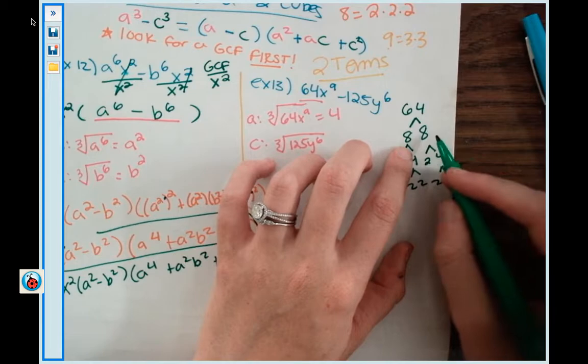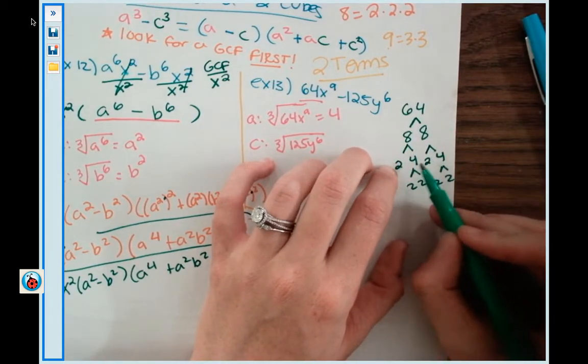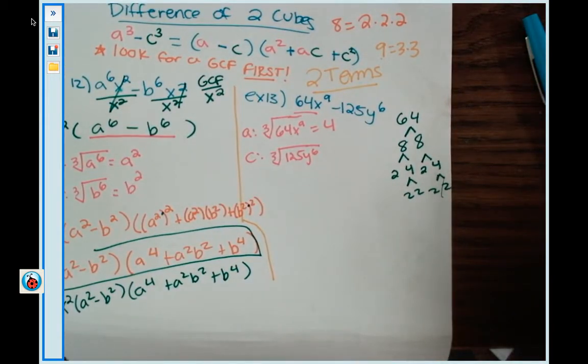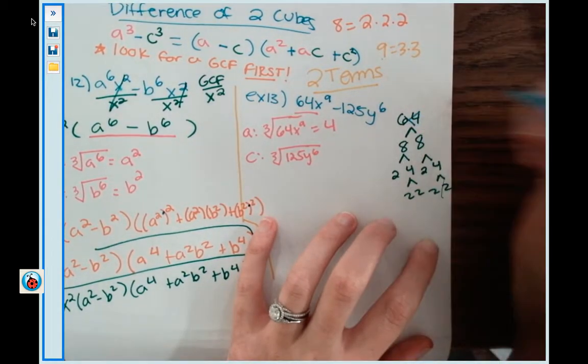Okay, so 8 times 8, 64. My 8s break down into 2 times 4. And both of these 4s break down into 2s. So if you want to know the cube root of something, like before, we ignore everything that breaks down. Everything. So like my 64, I ignore.